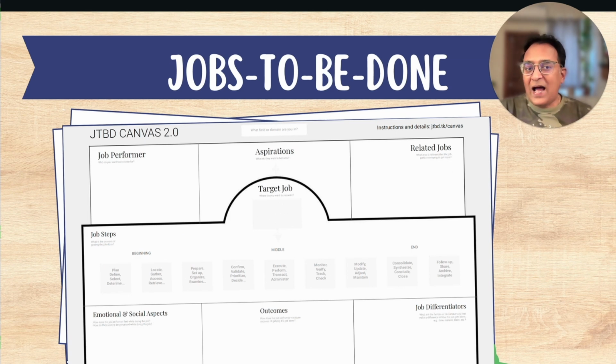So for your idea, also list down the related jobs, what you might be able to solve over a period of time, if not today, in the first shot. So start with your core and start building, and then start identifying the related jobs. They all become a business model for you over a period of time. So that's how you use a jobs to be done canvas. It's not rocket science.